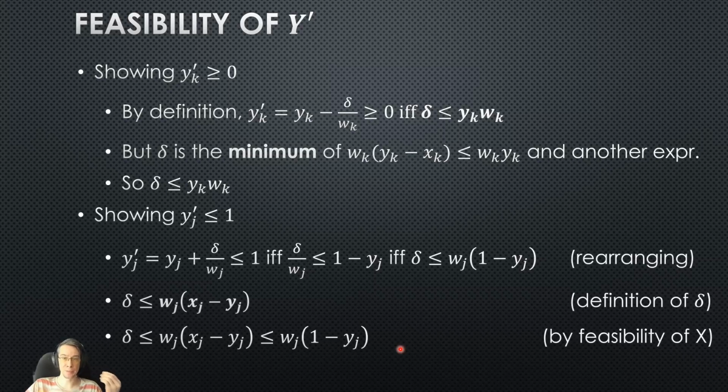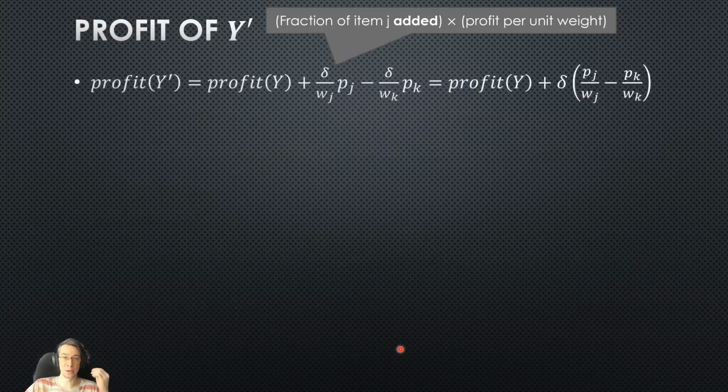Well, how do we complete the proof? Previously, we completed the proof by showing once y prime is feasible, we show that its profit must be greater than the profit of y, which is a contradiction. Well, we're going to do something similar, but not quite the same, okay?